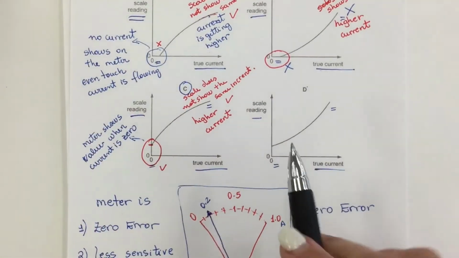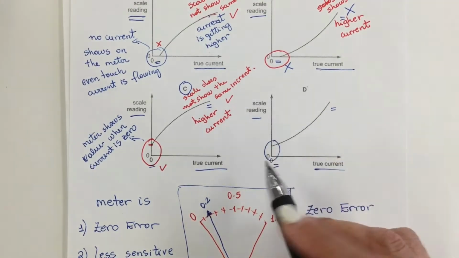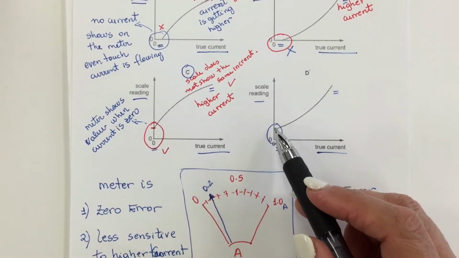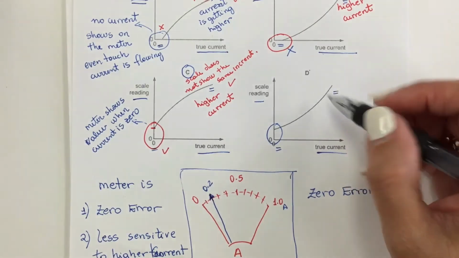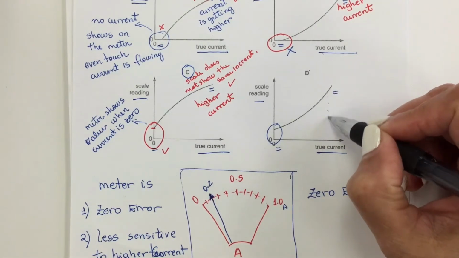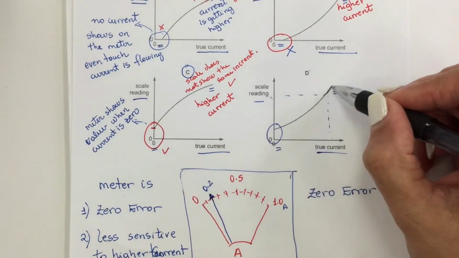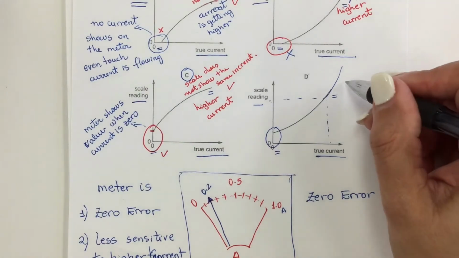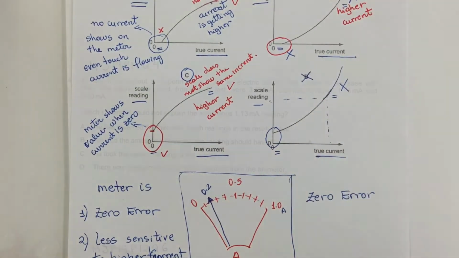Following the trend, option D, here in this end, the meter is showing a value of current, even though there is no current, because it's zero error. But as the current gets higher, the increment is also higher. You see that it is like an exponential increment. So this is not true. So option D is not correct.